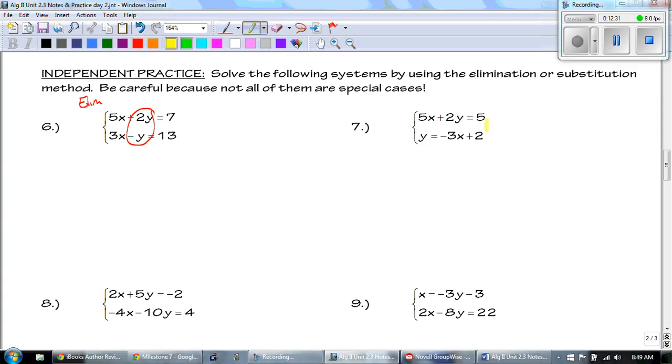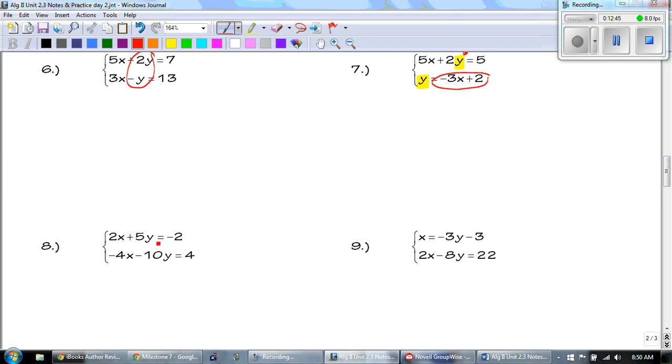For number 7, I'm using substitution because the y is by itself. So I'm going to plug in for the y. Number 6 is set up for elimination because x's and y's are on the same side, and I think that the x's are the easiest to cancel. Number 9 is set up for substitution because the x is by itself and we can plug in.